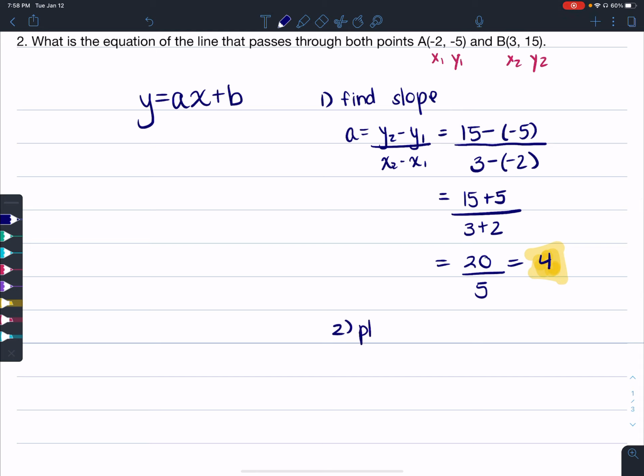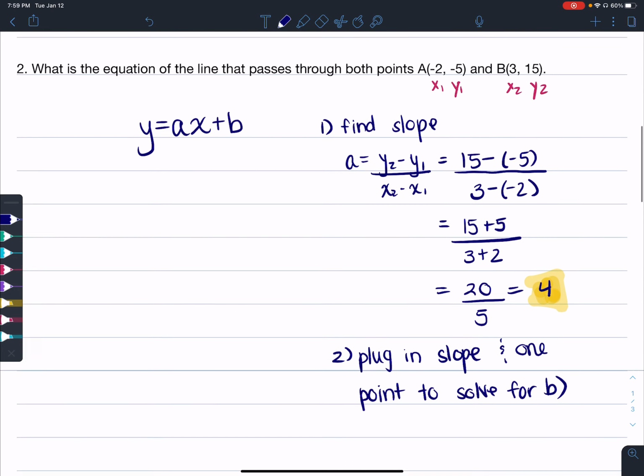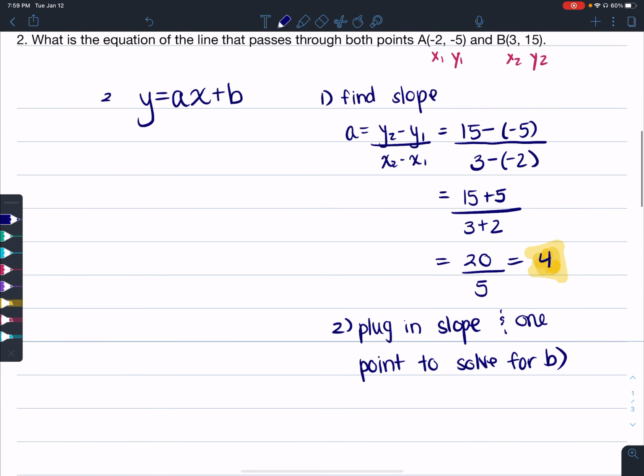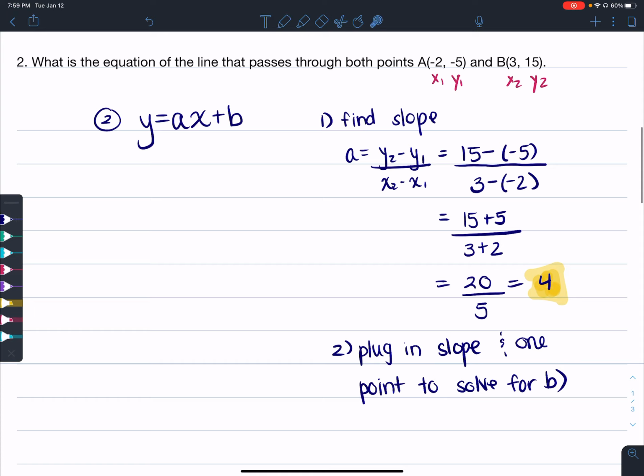Step 2, plug in slope and 1 point to solve for B. Okay, so this is really step 2. Now I'm plugging in my slope that I found in step 1, and I'm plugging in one of these points. The easier one to work with is always the one that's positive, so I'm going to work with the one that is positive.